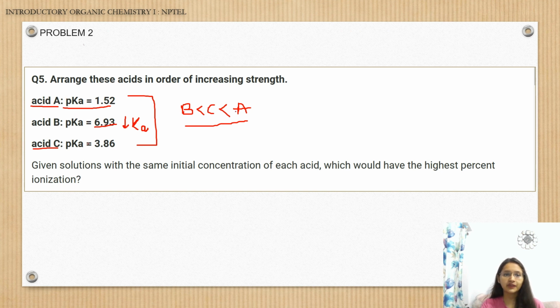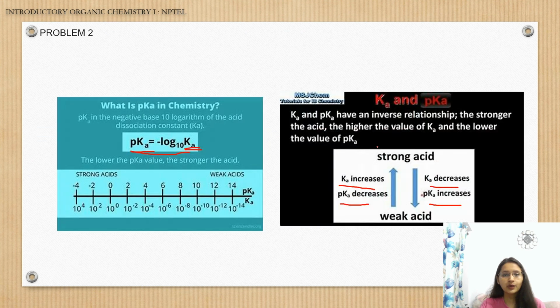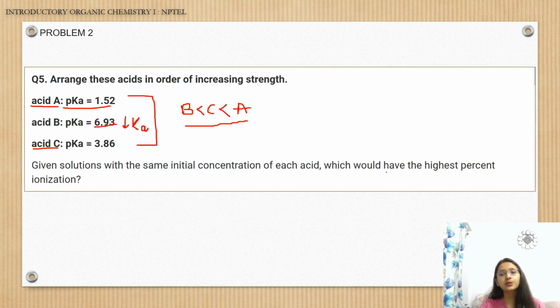Fine. Is this clear to all of you? This particular sequence. Now coming to the next part, which would have the highest percent ionization. As I have told you, Ka denotes the dissociation constant. Percent ionization is directly related to Ka, because when you dissolve an acid in the solution, the ionization will surely depend upon the dissociation constant. So the higher the dissociation constant value, the higher the ionization. If an acid has a higher dissociation, it means that it is a stronger acid.